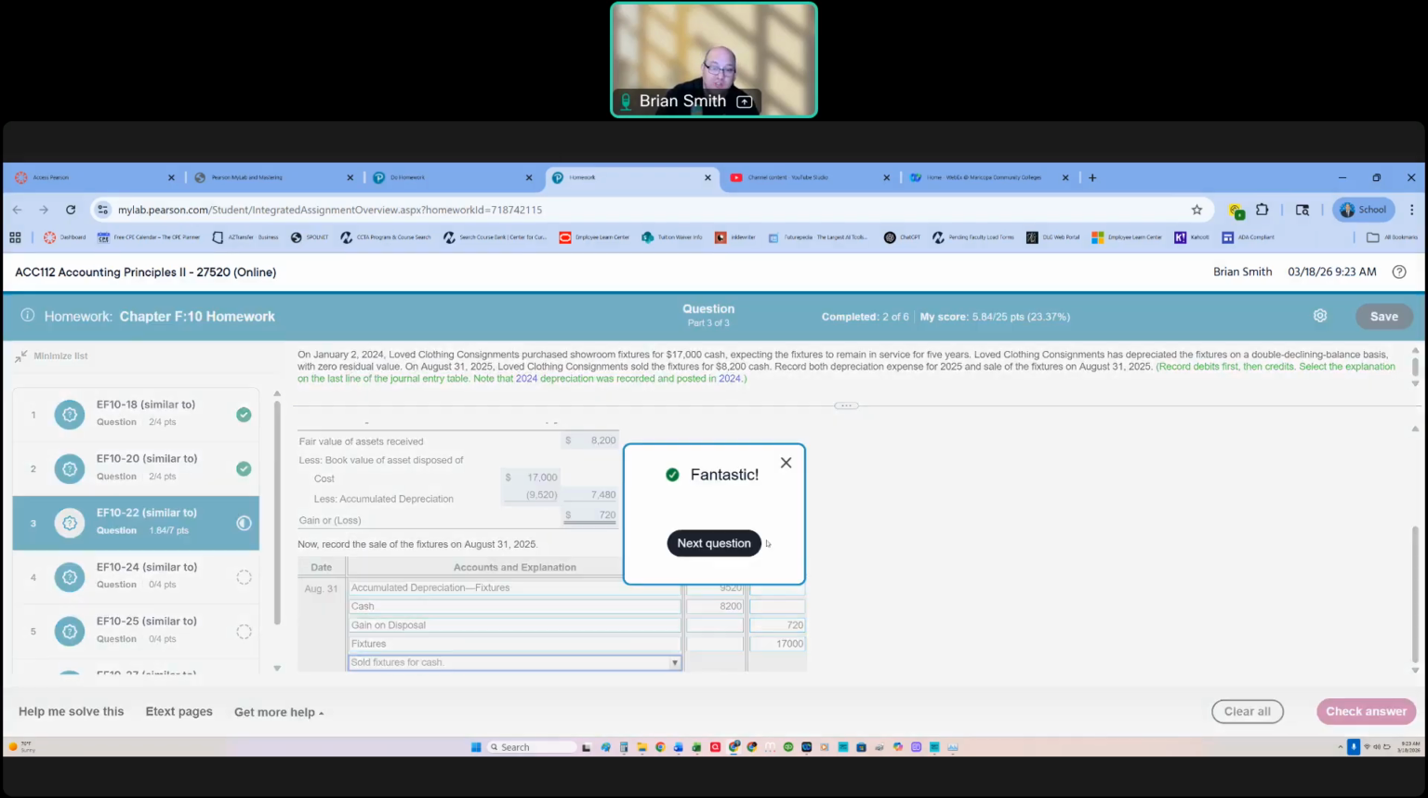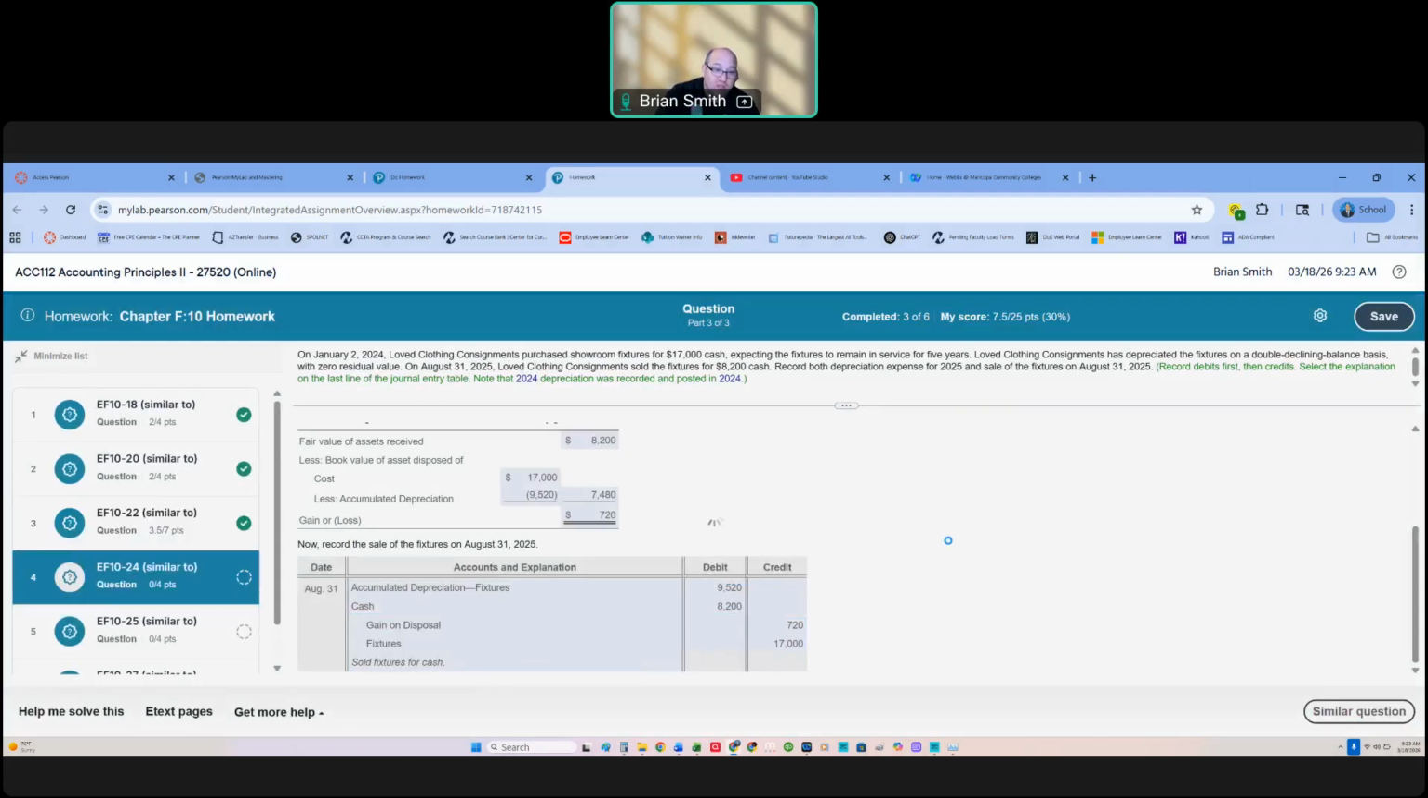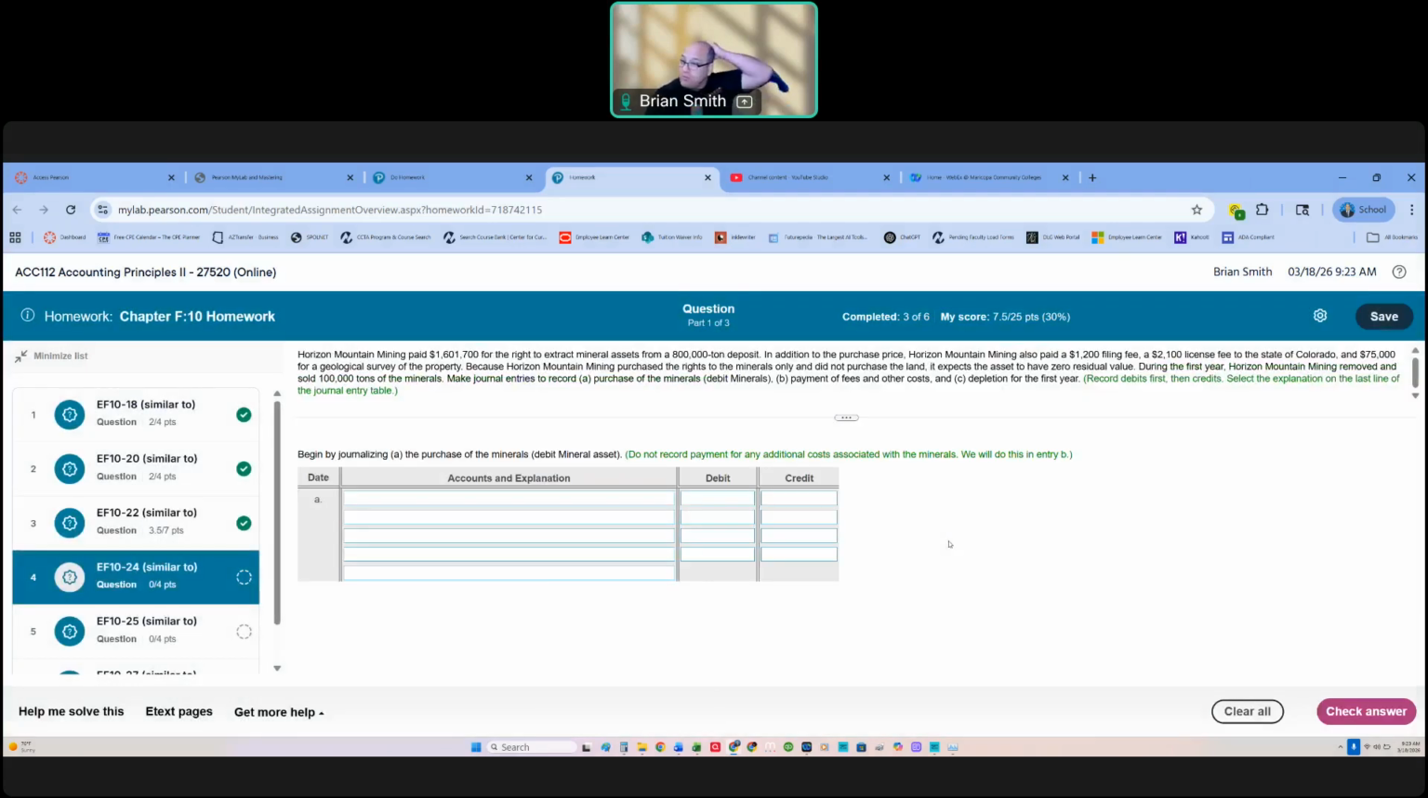Sold fixtures for cash. I like that question. That was good. It was hard because of the partial year depreciation thing, but I think that was a good one.